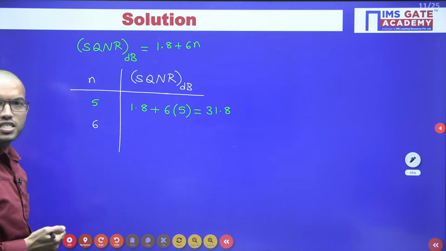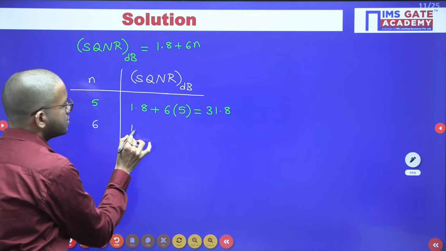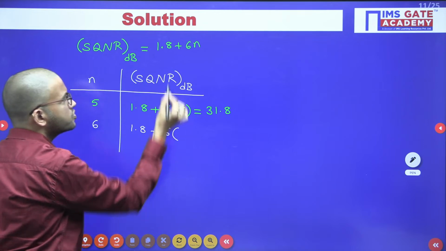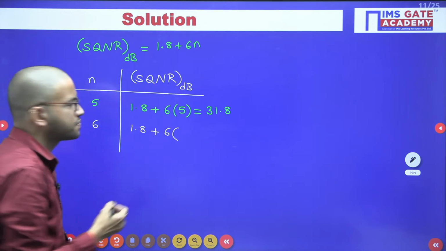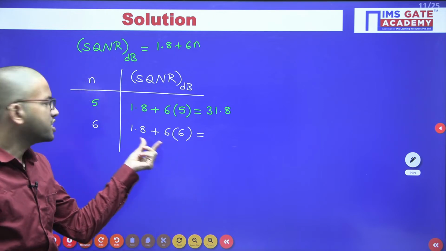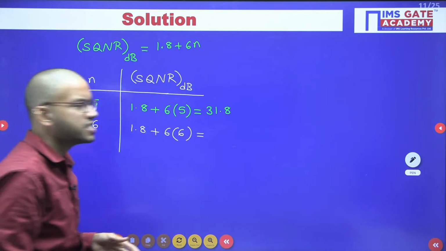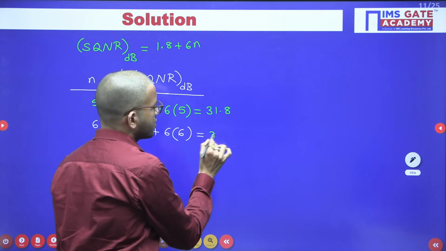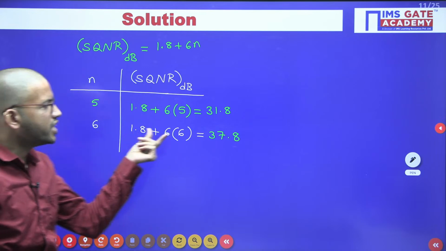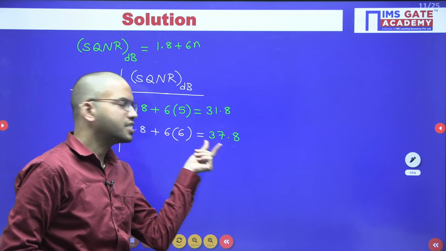I am considering 6 bits. In this case, the same equation you can use: 1.8 plus 6 into n, and in place of n, you can substitute 6. So 6 sixes are 36 plus 1.8 is nothing but 37.8. So if you are using 6 bits, we are able to get SQNR as 37.8.